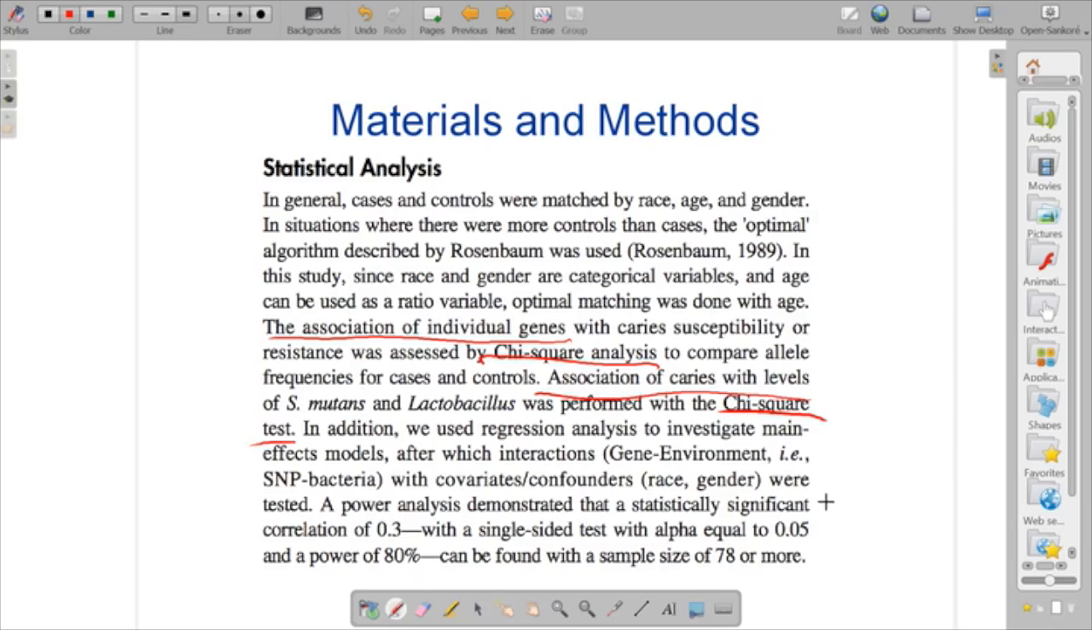And then they have this last statement here. A power analysis demonstrated that a statistically significant correlation of 0.3, so we get this word correlation, with a single-sided test with alpha equal to 0.05 and a power of 80% can be found with a sample size of 78 or more.